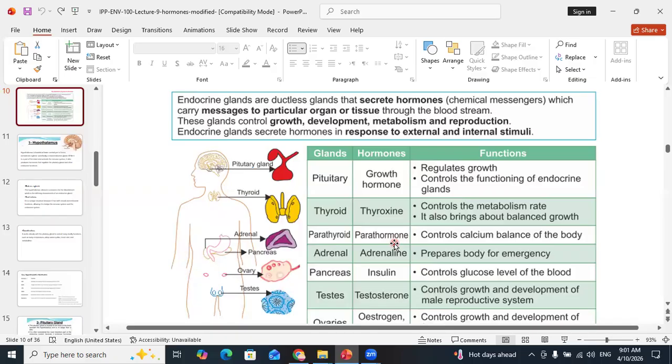Maybe it feels that I am going in a hurry, but we are going to discuss each of these hormones in much more detail, so don't worry about it. The testis is a gland that is present in males, and it produces the hormone testosterone. It is responsible for growth and development of the male reproductive system.